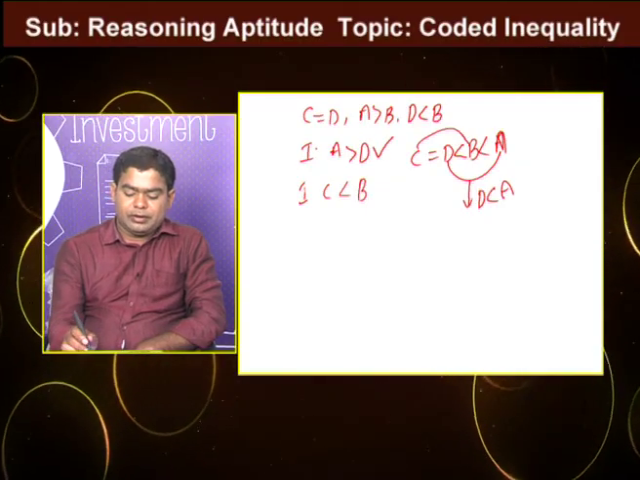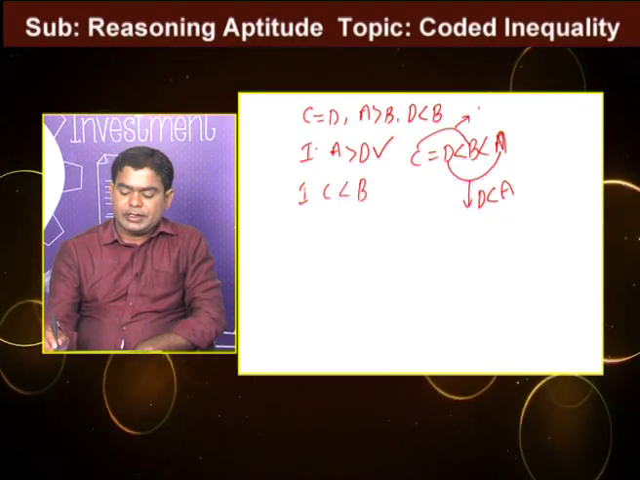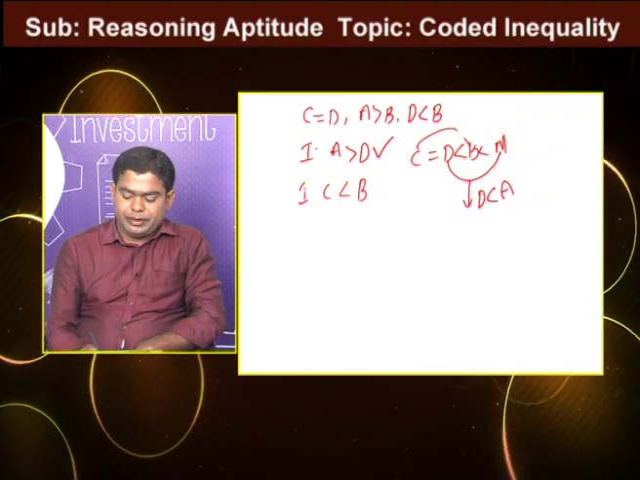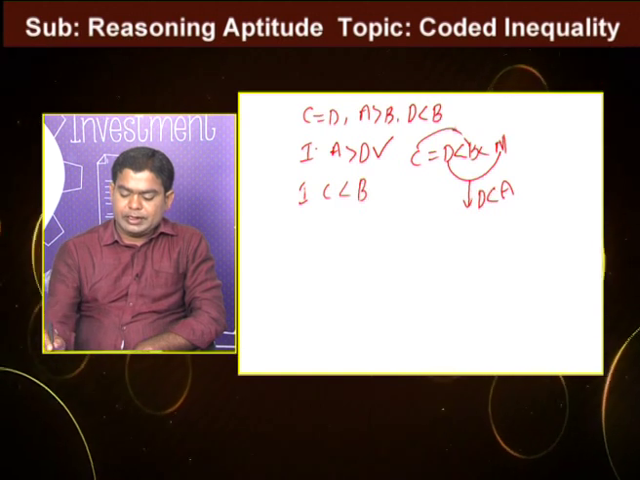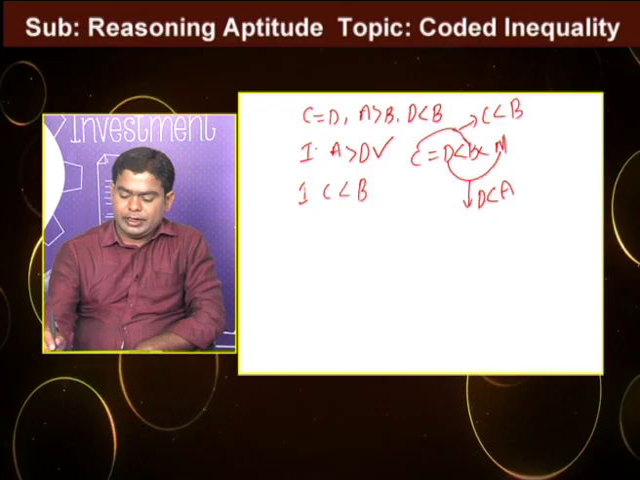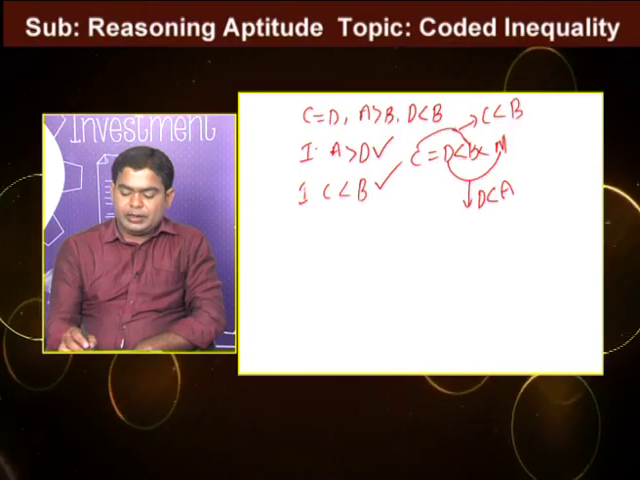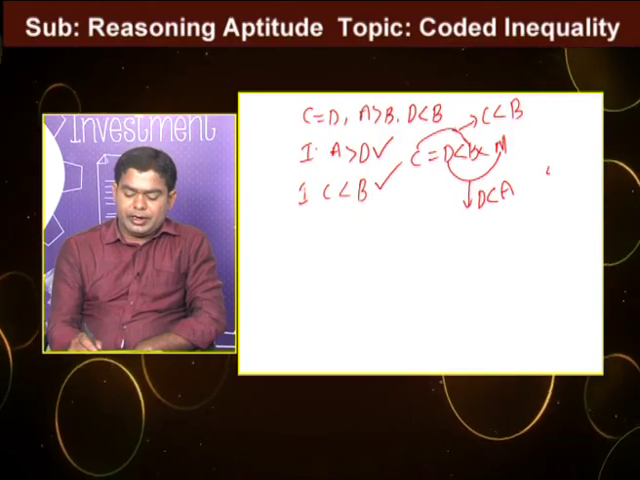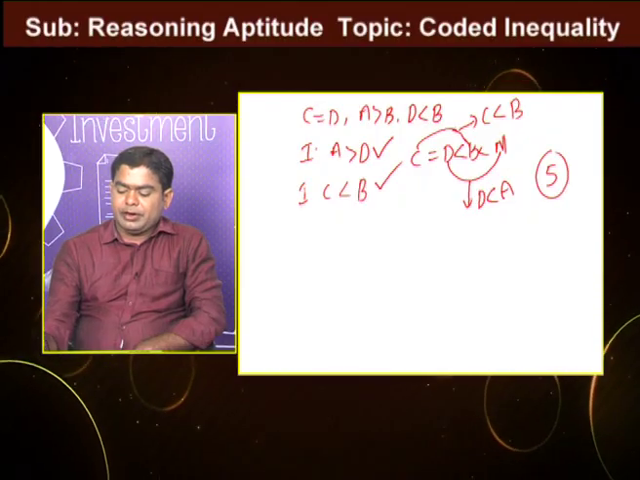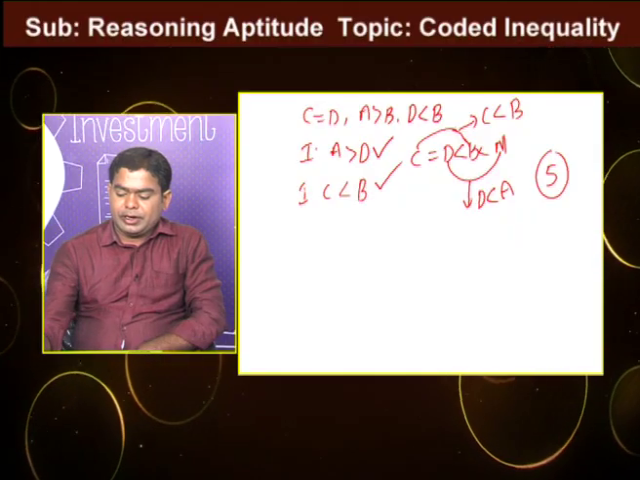Next we go to C and B. Here C is there, B is there, and we get C less than B. It is equivalent to our conclusion. Finally, conclusion 1 and conclusion 2 both follow. According to our question paper, we take the both option, that means the fifth option. Next we go to the next question.